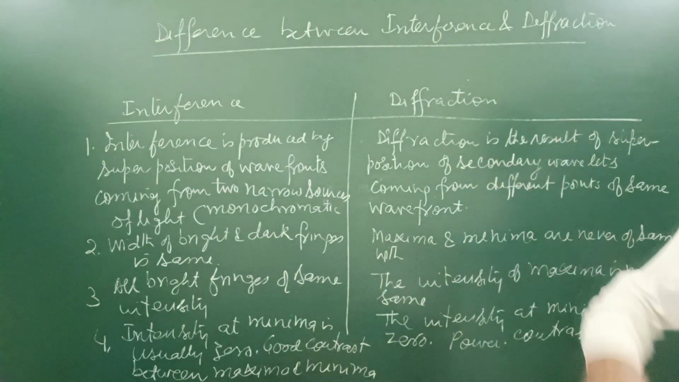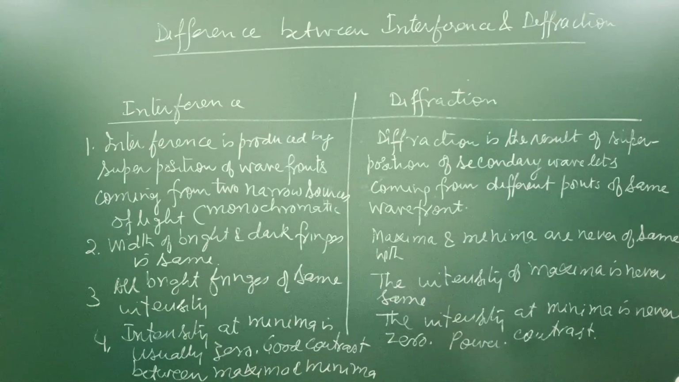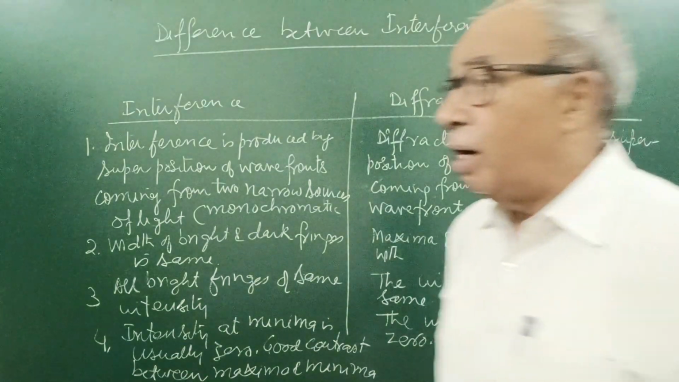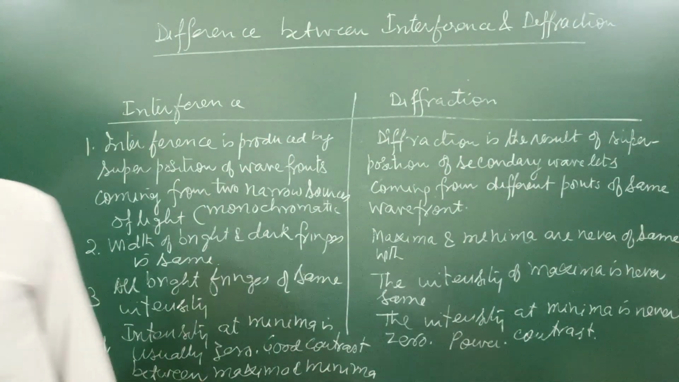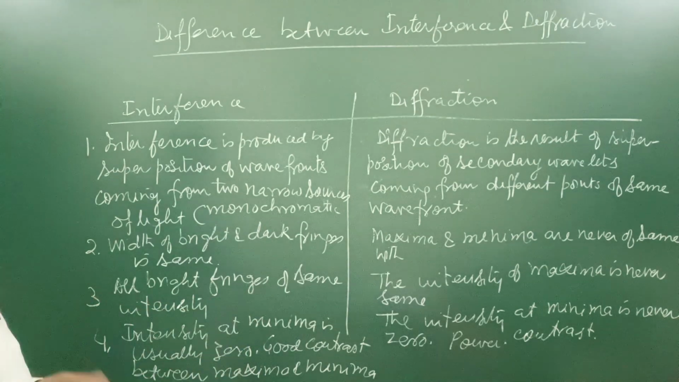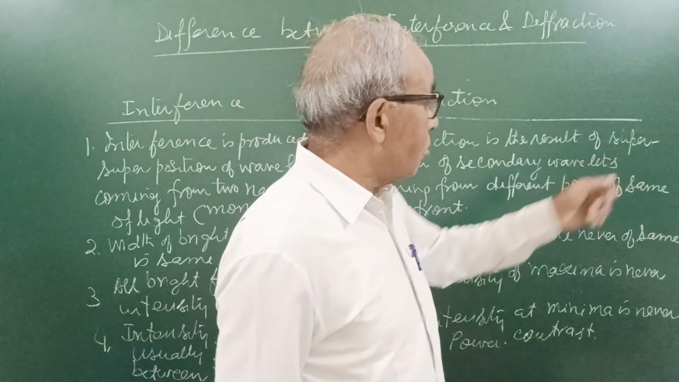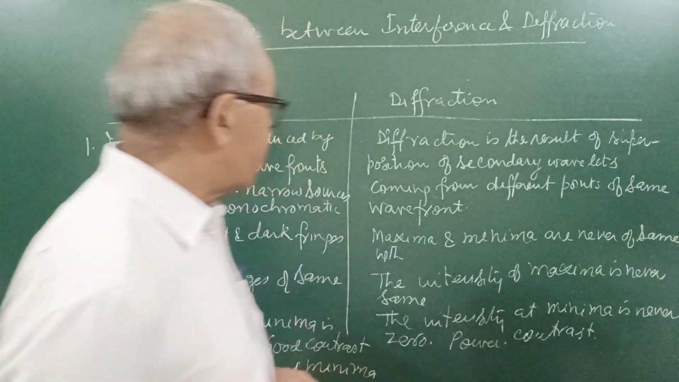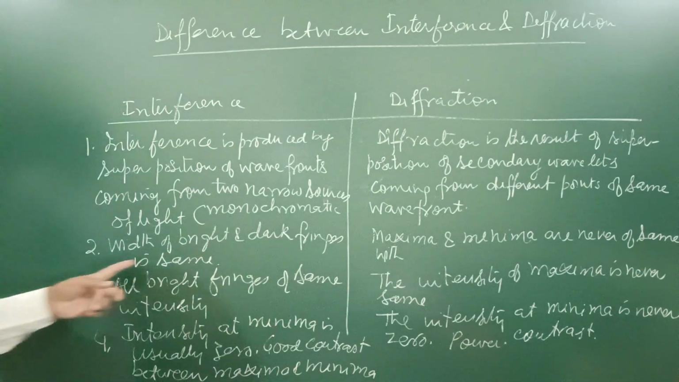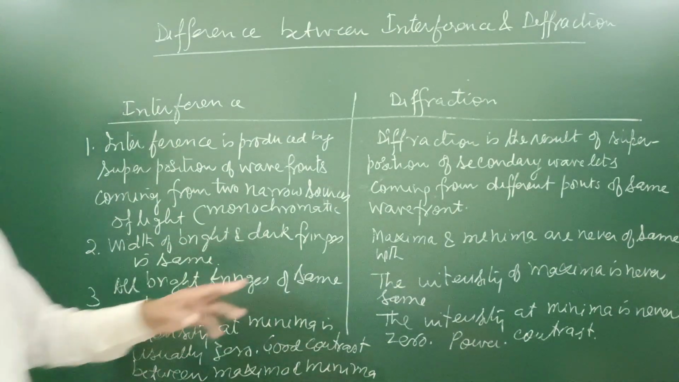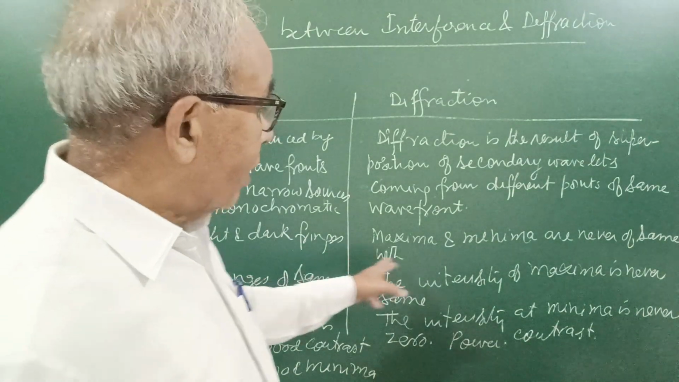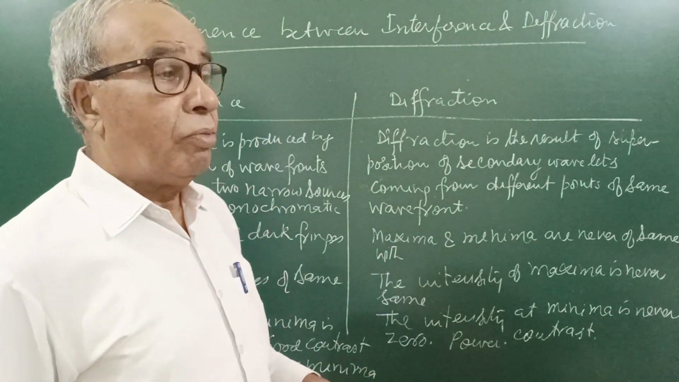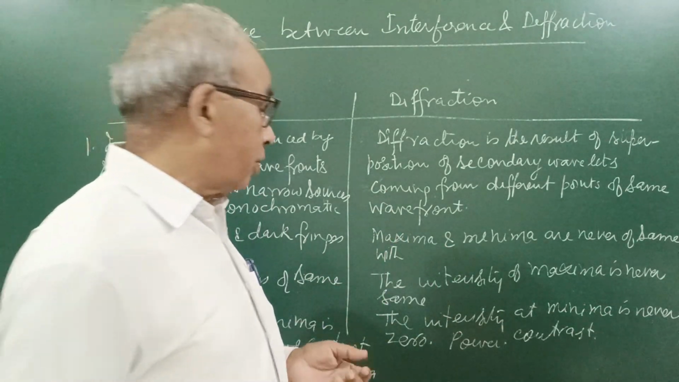Diffraction, as I have explained, is the diffraction due to a narrow slit: same wavefront, secondary wavelets. Every point on a wavefront behaves like a secondary source of light. So diffraction is the result of the superposition of secondary wavelets coming from different points of the same wavefront. In interference, the width of bright and dark fringes is the same, while in diffraction the maxima and minima are never of the same width. The width keeps on decreasing, for both maxima and minima.